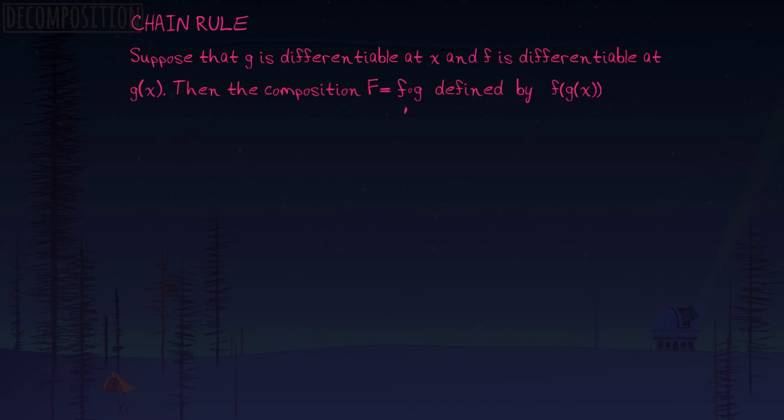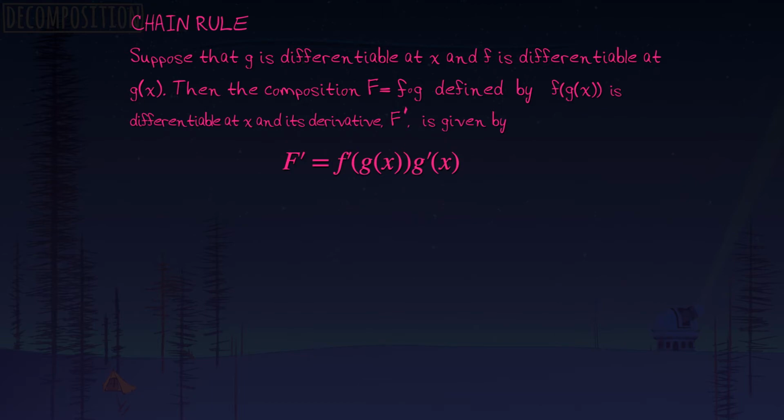So here's the chain rule statement. Suppose that g is differentiable at x and f is differentiable at g of x. The composition, big F, is equal to f composed g, defined by f of g of x, has derivative big F prime. And that's going to be given by this thing. Big F prime is equal to f prime of g of x times g prime of x.